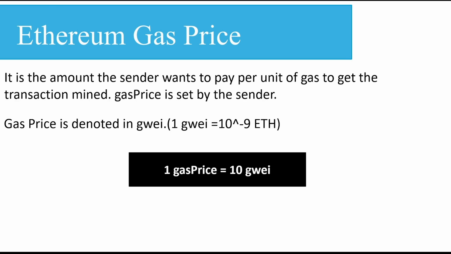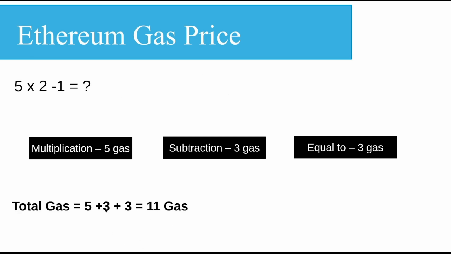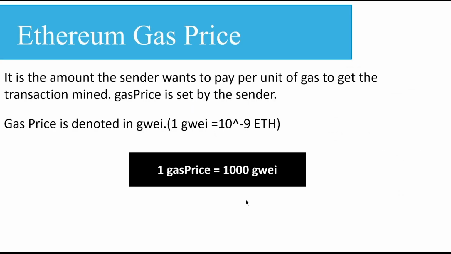Let's assume that we are going to pay one gas price as 10 Gwei, which is just like 1 liter of petrol costing you 10 rupees. So if I'm going to pay for one gas, I'm going to pay 10 Gwei. So if we talk about this expression, how much Gwei are we going to spend in total? We are going to spend 11 into 10, right? That is 110 Gwei.